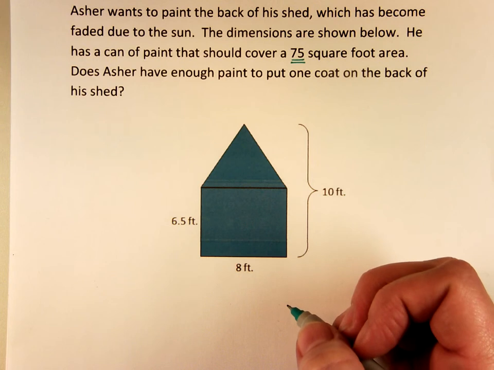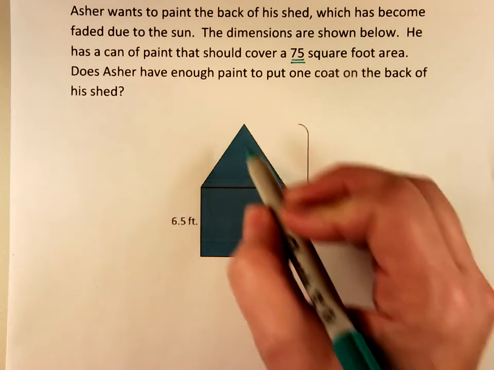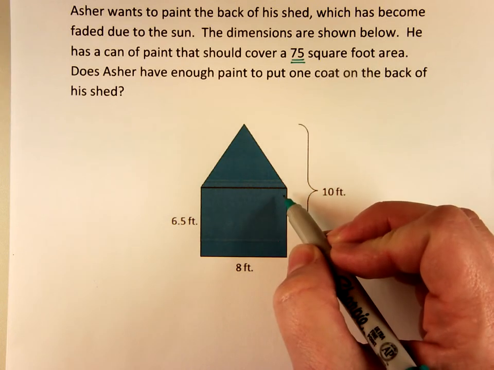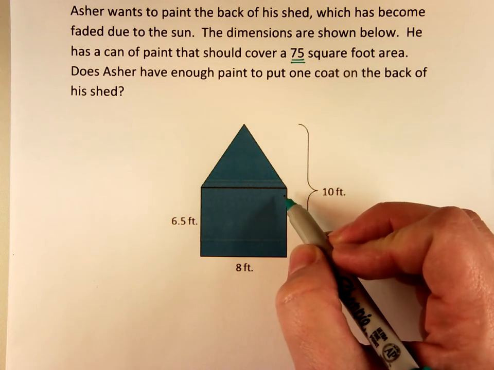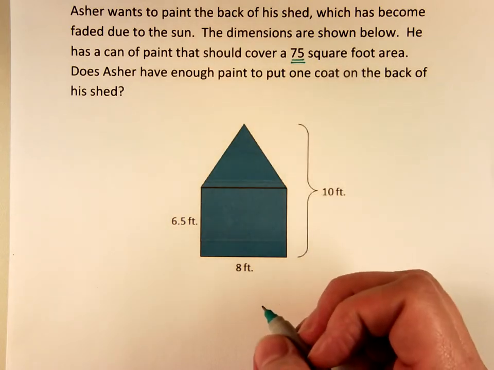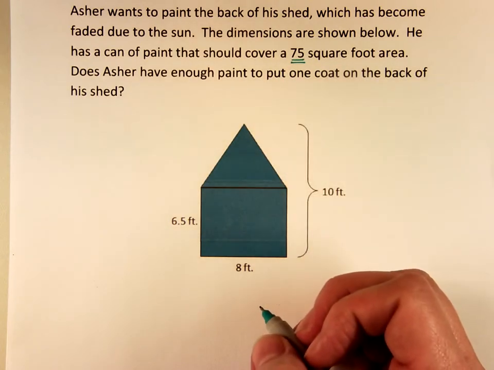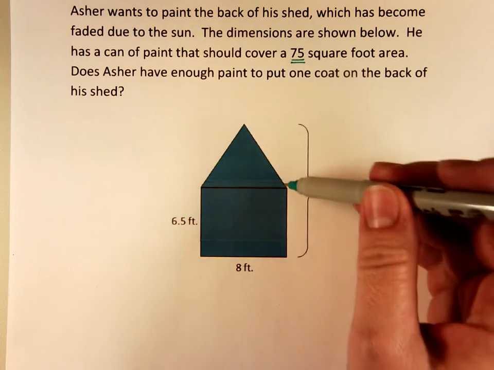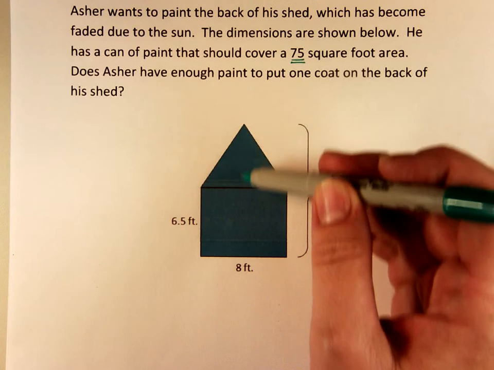Now what's the question asking us to find? We need to find the area of everything that you see in blue. And we need to see if that area totals less than 75 square feet. And I believe we should have every piece of information that we need. We may need to do a little calculation here to come up with some dimensions for our triangle.